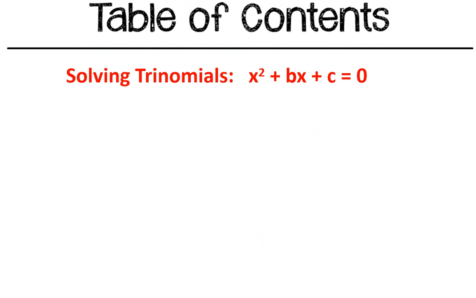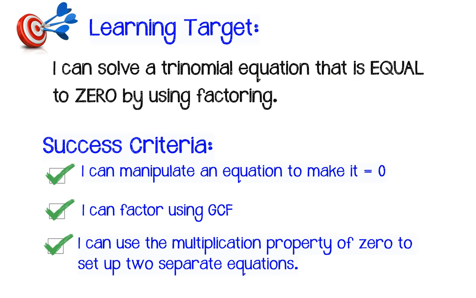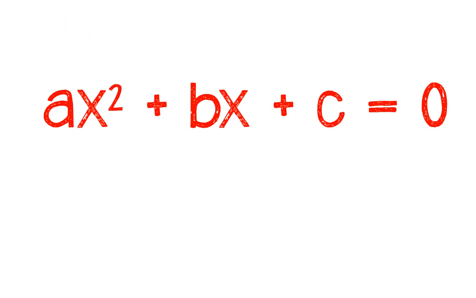If you're following along in your notes, please write this in the table of contents and then use the appropriate page number. For today's lesson, you'll be able to say that you can solve a trinomial equation that is equal to 0 by using the factoring method. In order to do that, you have to make sure that you can make an equation equal to 0, that you can factor out a GCF, and that you can use the multiplication property of 0 to set up 2 separate equations that are solvable.